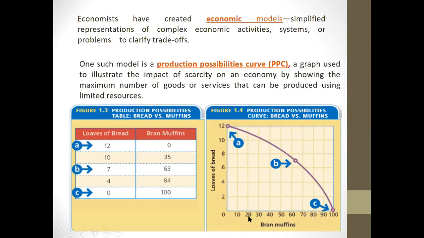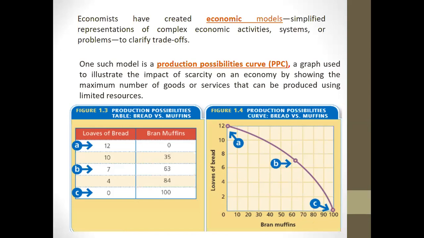Now they create this graphic. So 10, 20, 30 muffins, 50 muffins, 60, 100 muffins. This is the top. If they focus only on producing muffins, and if they only focus on producing bread, they would be able to produce only 12.